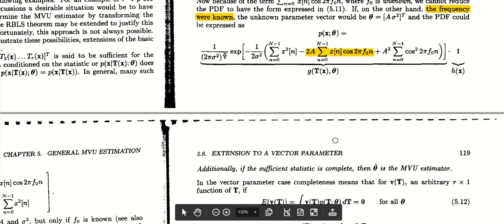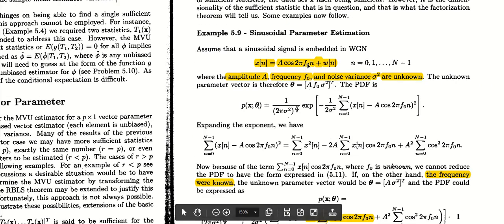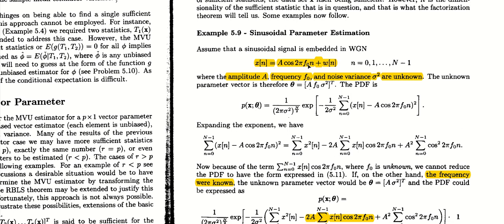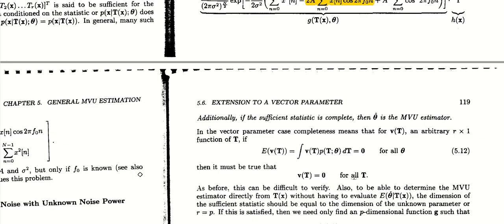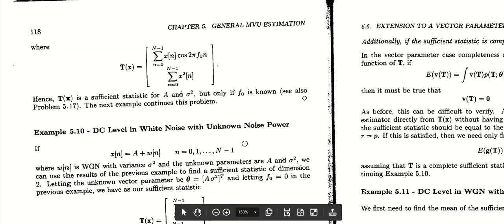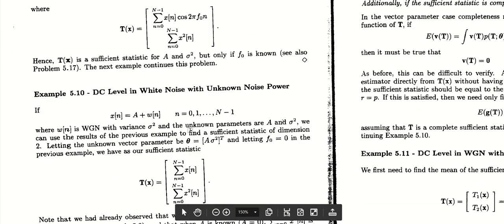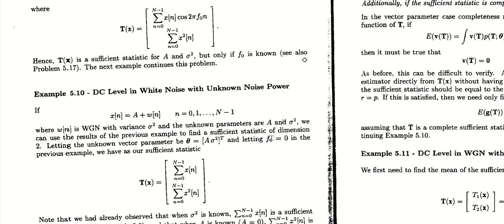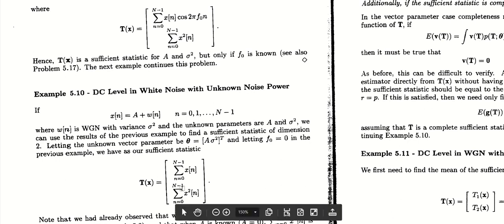If you set f0 equal to 0, then what happens? You have cosine 0, right? Cosine 0 is equal to 1. So as a result, you have x equal to A plus W. So if f0 is 0, then this sinusoidal problem degenerates to a DC level problem. Okay, that's what we are saying here. So you can let f0 equal to 0. Then we have our sufficient statistics, this one.